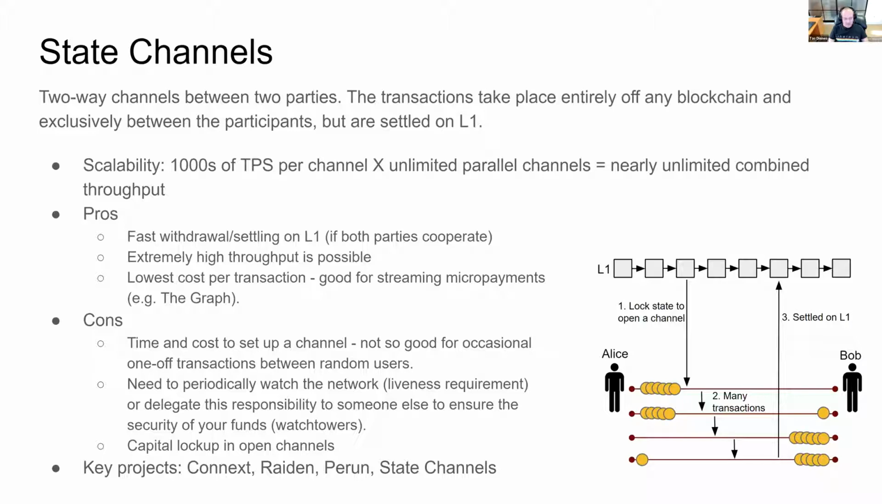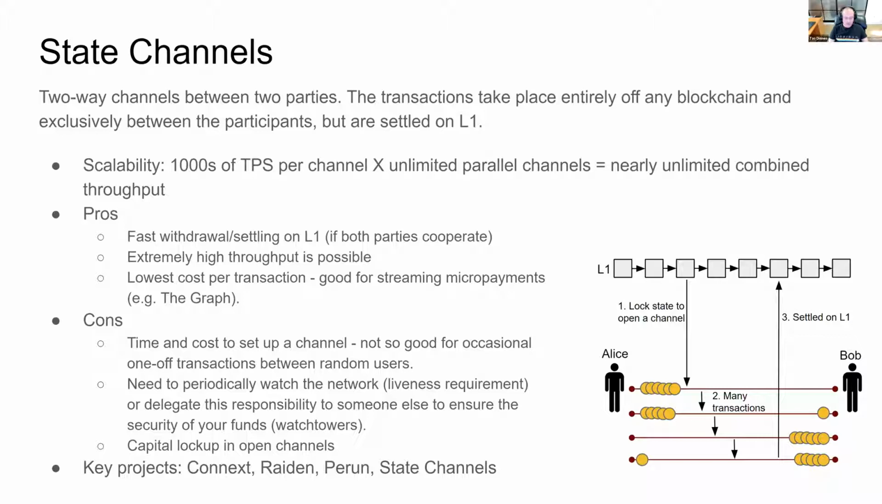There's also a need to periodically watch the network. This is called the liveness requirement, which means that if you want to ensure that your counterparty doesn't steal your funds, you need to be online watching the network at least once every few days. The parameters are configurable, but if you go offline for weeks or months, there's the possibility that you'll lose your funds. So you can either do this yourself, or you can delegate this responsibility to a watchtower.